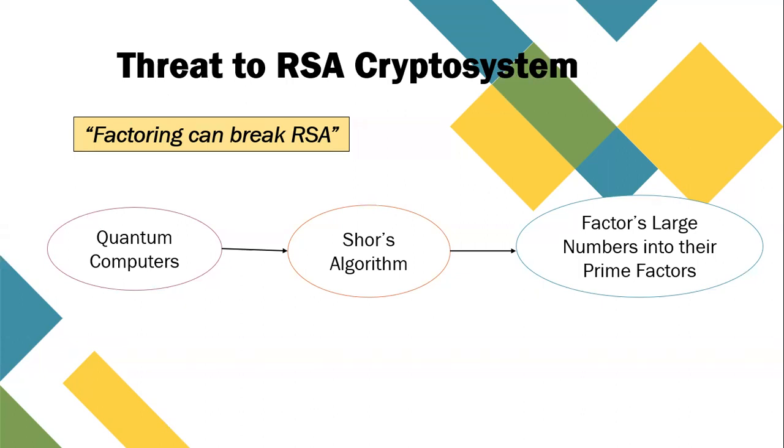But it's also essential to note that while the threat from Shor's algorithm is real, current quantum computing technology is not yet advanced enough to execute the algorithm against the large numbers used in modern RSA encryption. However, researchers and cryptographers are already exploring post-quantum cryptography solutions to prepare for a future where quantum computing becomes more widespread and powerful.